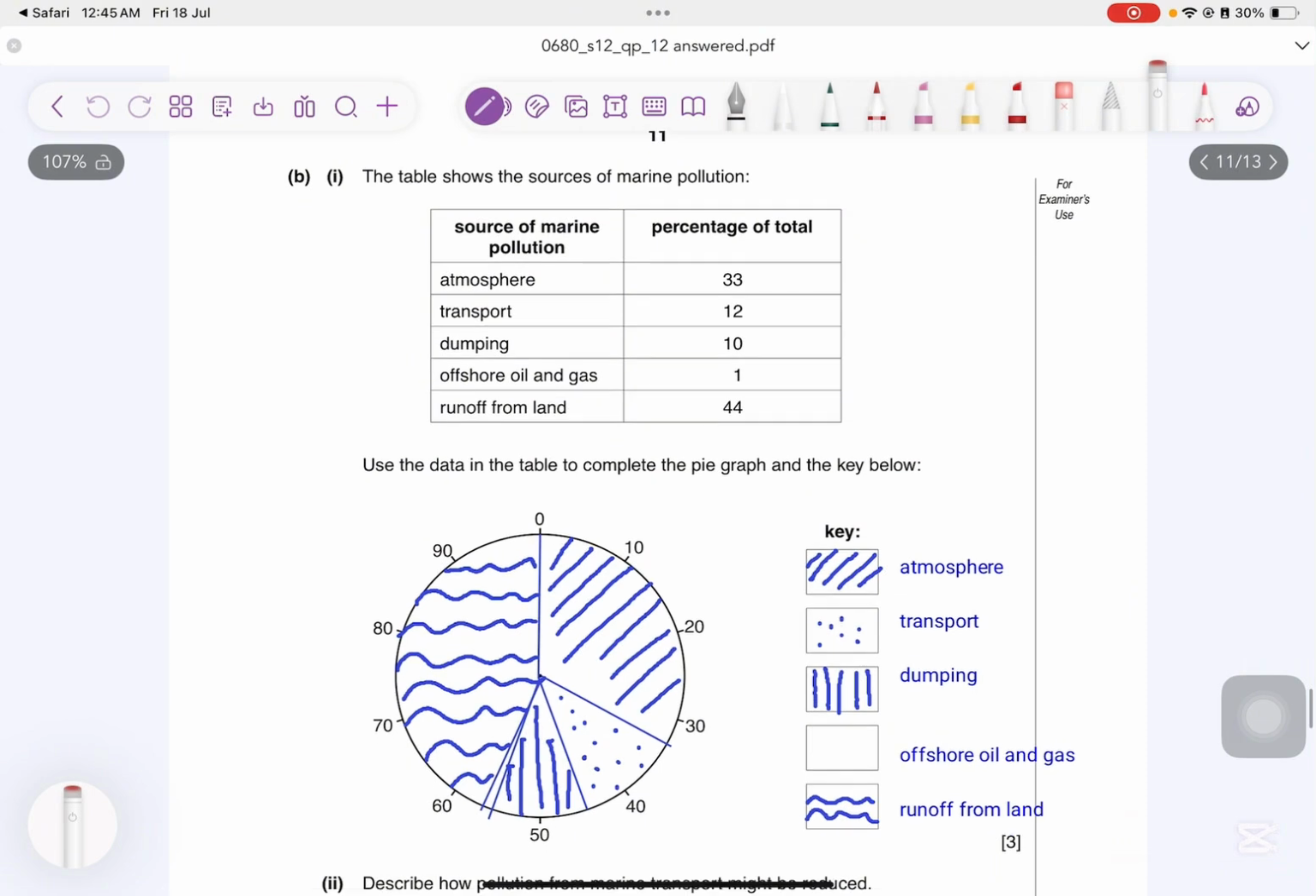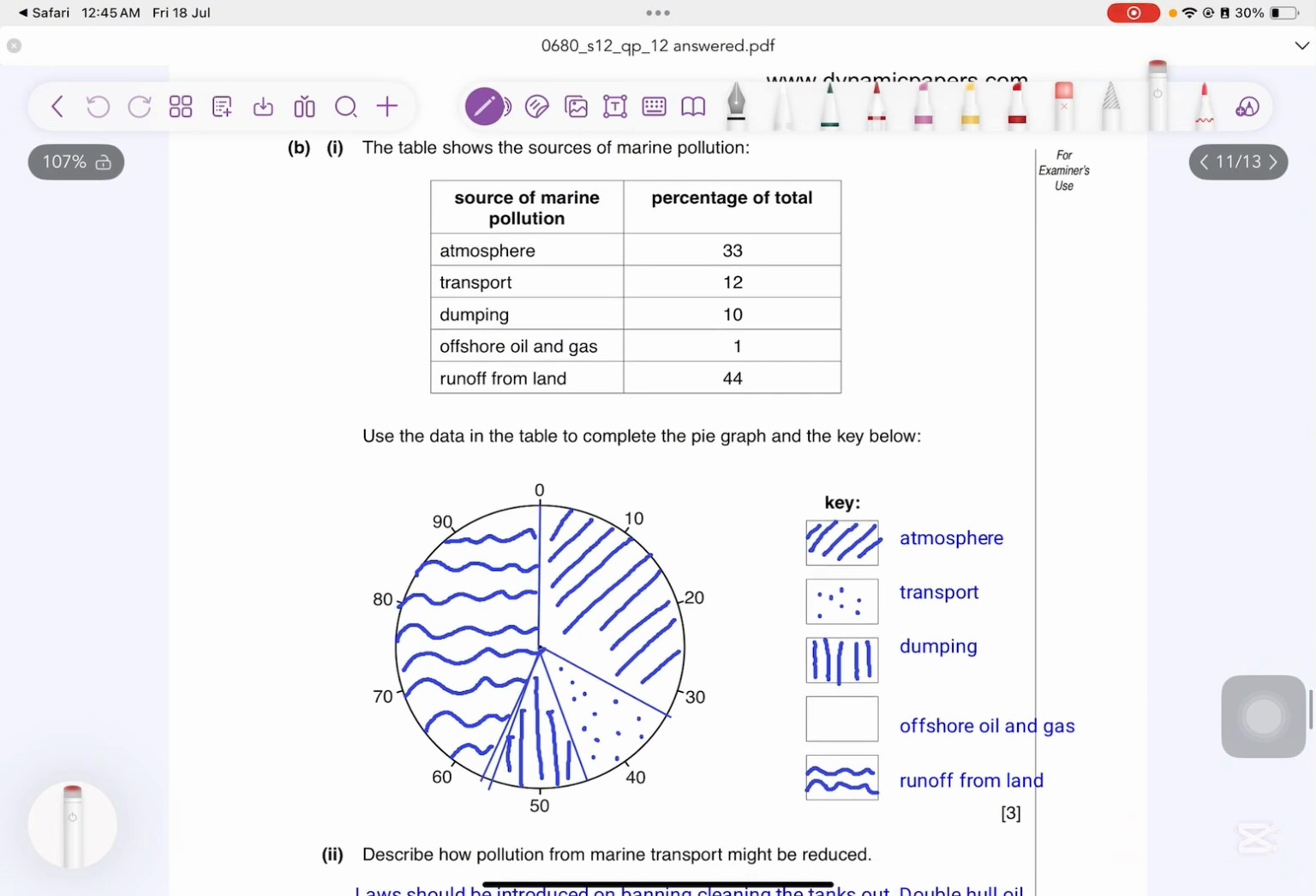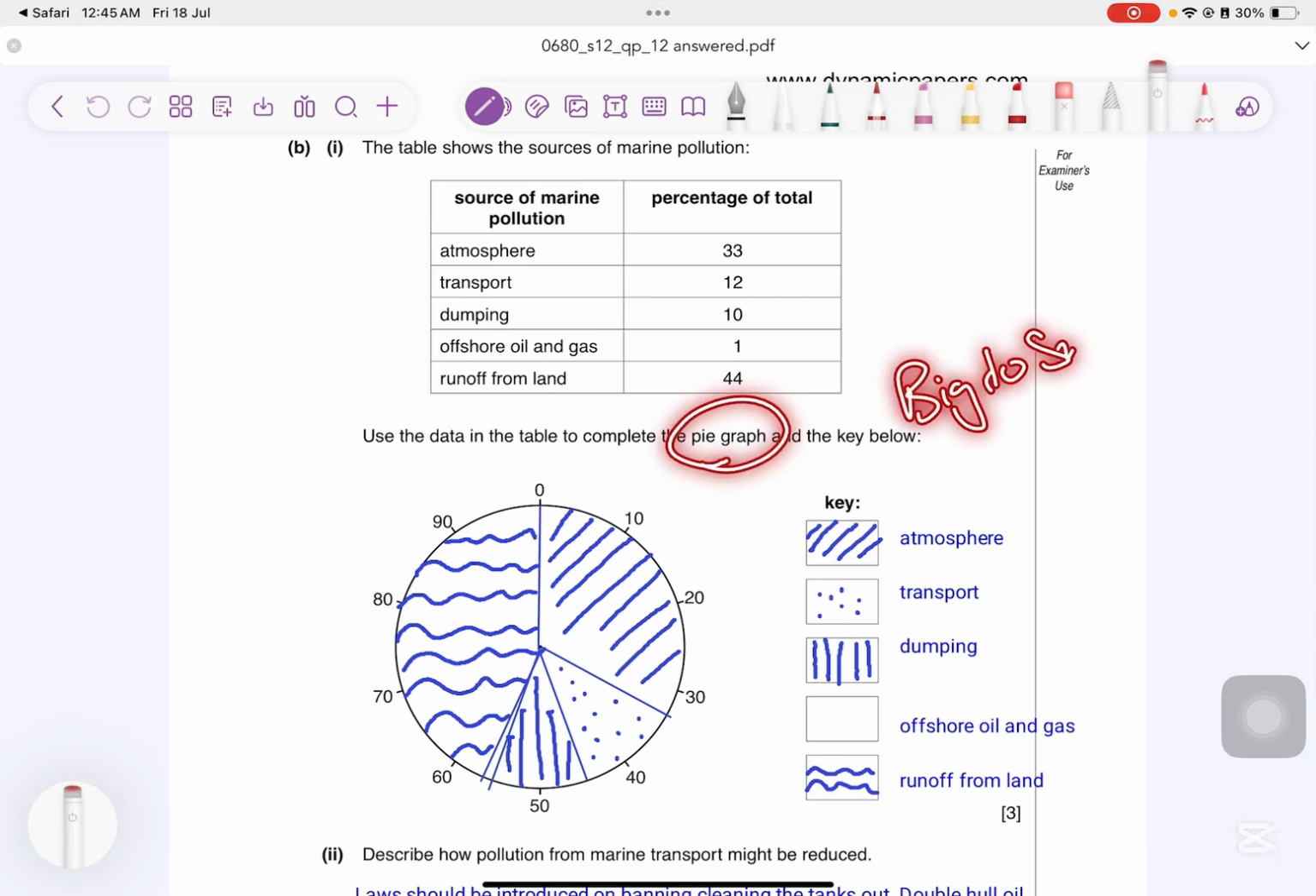The table shows the sources of marine pollution. Okay, you got the table and they ask you to plot a pie graph. You should go from big to small. This is the new rule from Cambridge. I solved this before knowing about this. It's an old solved paper. So please make sure you solve it from big to small.